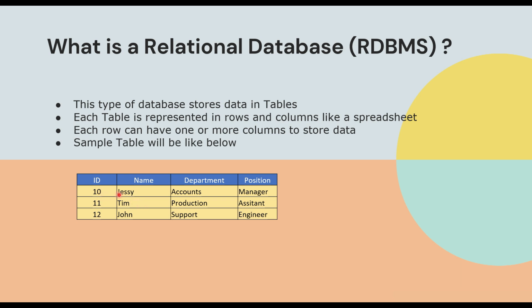Here the first row represents the data related to a person called Jesse, wherein the person is working in accounts and the position is manager. In the second row, the person name is Tim. He works in production and he is an assistant. So likewise, you can store a number of data for the same set of columns. This is how an RDBMS stores the data inside.